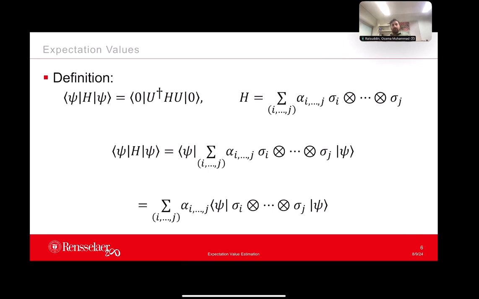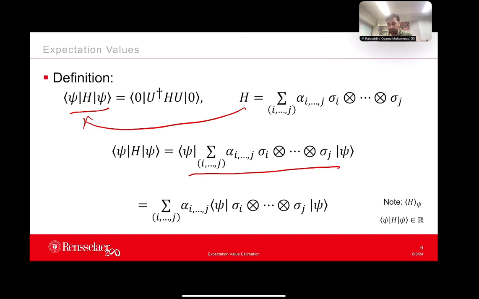Now, by the definition of the expectation value, we can just take this operator over here and substitute our Pauli strings in there, and we get this term over here. And by linearity of expectation values, we can just take this sum outside. Now note that some people use this kind of notation to represent expectation values. In my case, I'm going to keep using this since it makes things much clearer in this context.